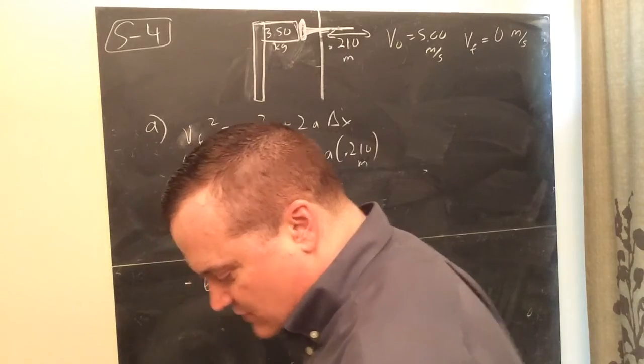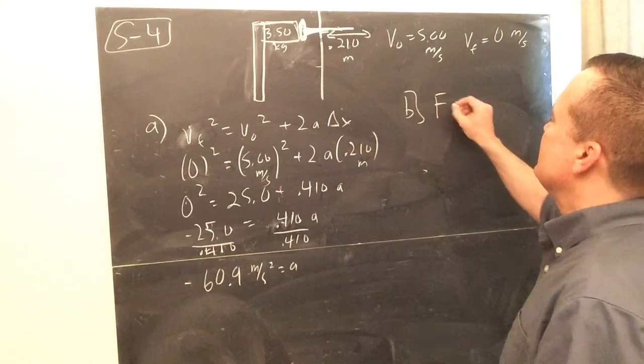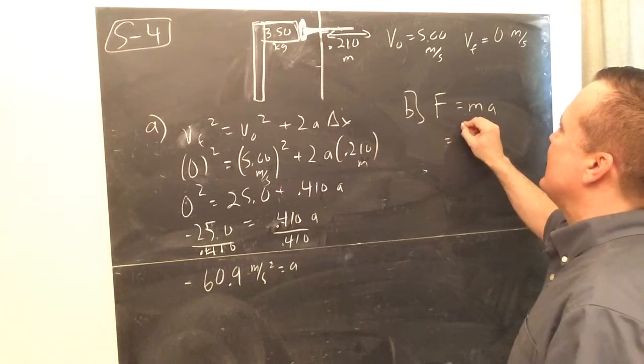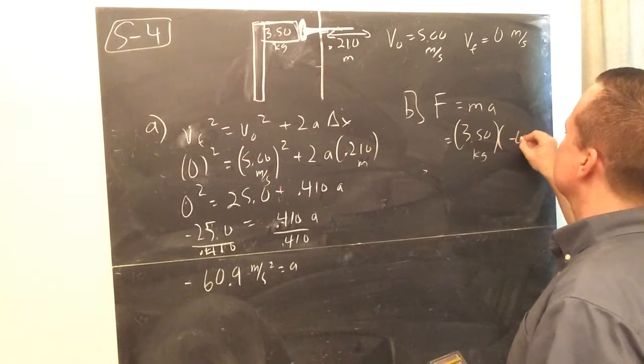B, calculate the force exerted on the stake by the hammer. So the force is going to be the mass times acceleration. The mass of the hammer was 3.50 kilograms, and the acceleration was negative 60.9.